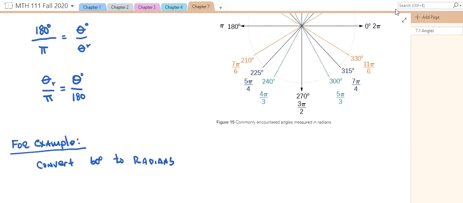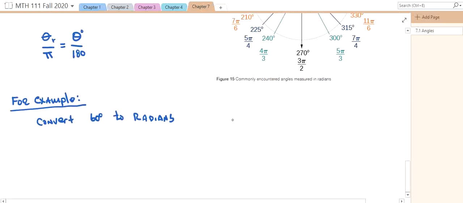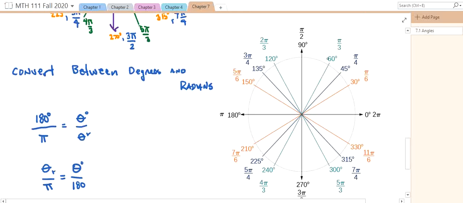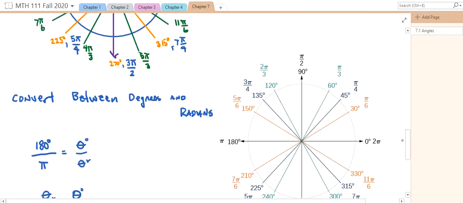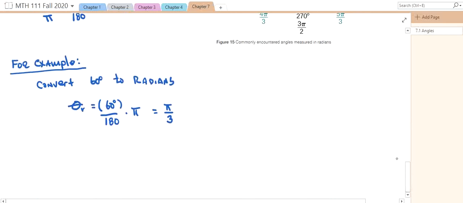For example, let's convert 60 degrees to radians. Well, we know what that should be. If we look up here, 60 degrees should be pi over 3. Let's see how our equation does. So what I'm going to do is take theta in radians equals 60 degrees, that's theta in degrees, divided by 180 times pi, because pi comes over to the top here. So this equals 60 divided by 180 is 1/3, so that's pi over 3. Same thing, what we expected.